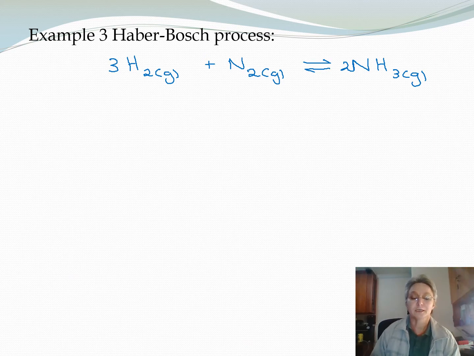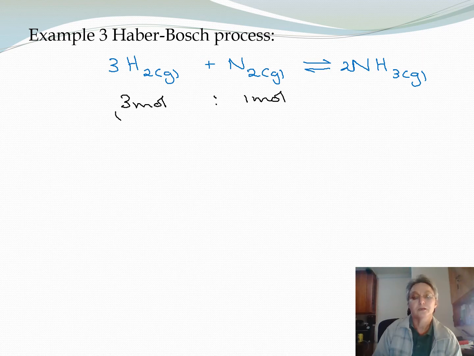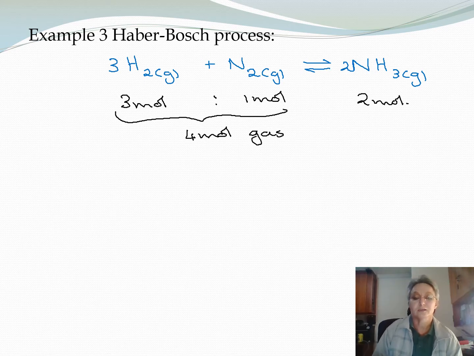Lastly, we will look at the Haber-Bosch process, and here we can see that 3 mole of hydrogen reacts with 1 mole of nitrogen. So on the left hand side of the arrows you've got 4 moles of gas compared to the 2 mole of gas on the right hand side. So for the sake of completeness, I'm first going to say what happens when the pressure is decreased.